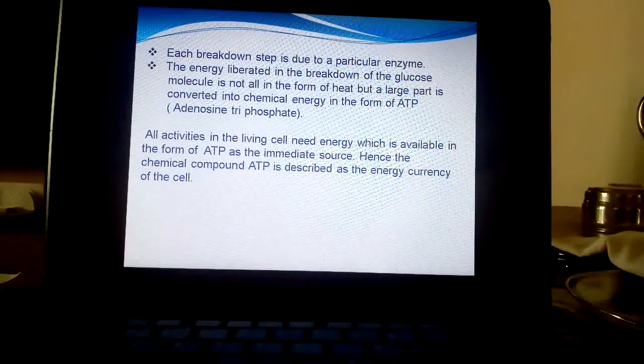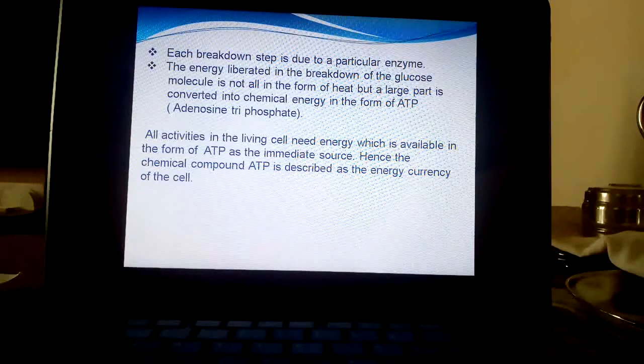Now, each breakdown step is due to a particular enzyme. That is why these are called enzyme catalyzed reactions. The breakdown will take place with a particular enzyme. Is that clear? So, the energy liberated in the breakdown of a glucose molecule is not all in the form of heat, but a large part of it is converted into chemical energy in the form of ATP. ATP, adenosine triphosphate. Is that clear?